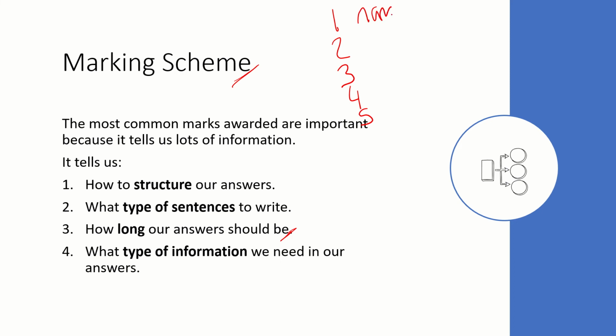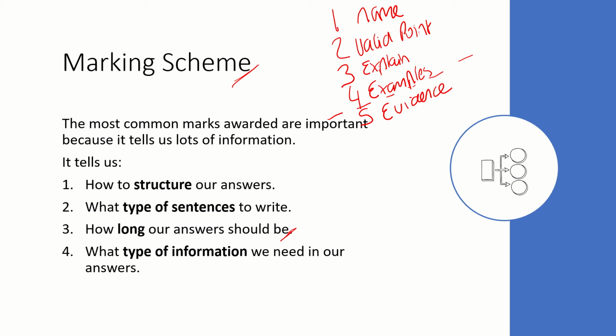So we need to name a landform, process, or feature that we see. We need to make a valid point regarding that process, landform, or feature. Then we need to explain that valid point that we've made reference to. We need to give examples of where that's occurring in real life. And sometimes we need to refer to evidence from an aerial photograph, from an OS map, from a graph, to support our answer with data or references, and that's going to be really important.